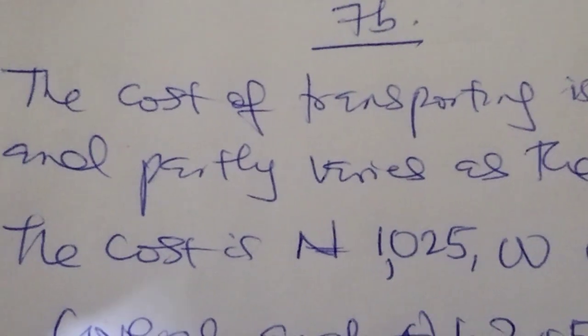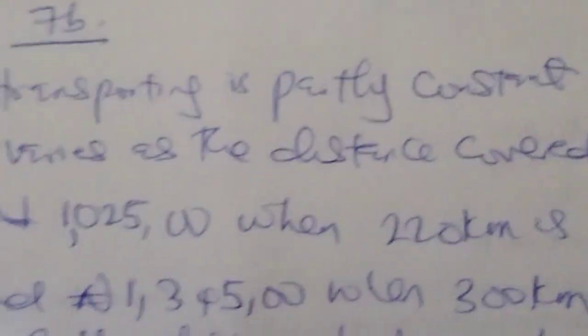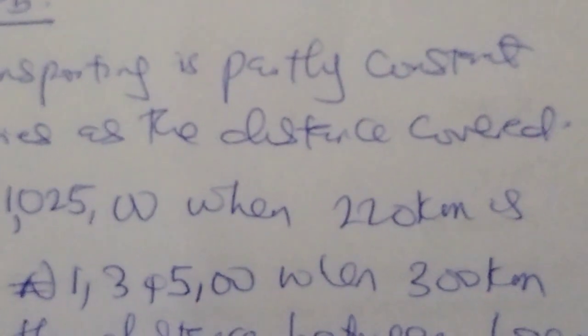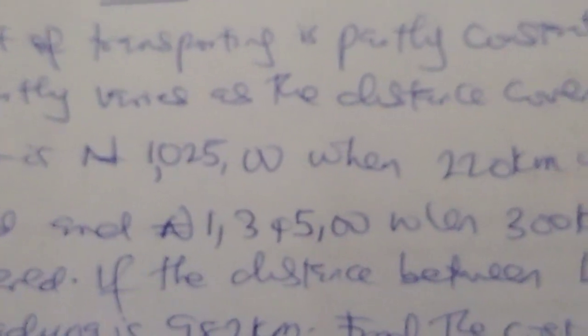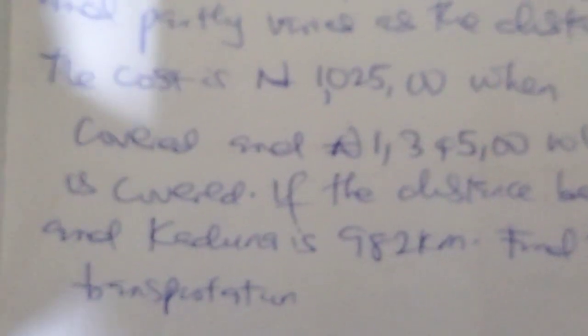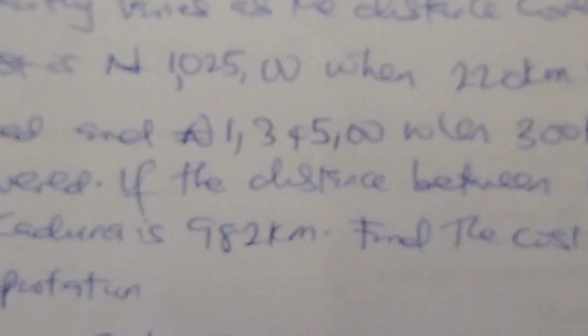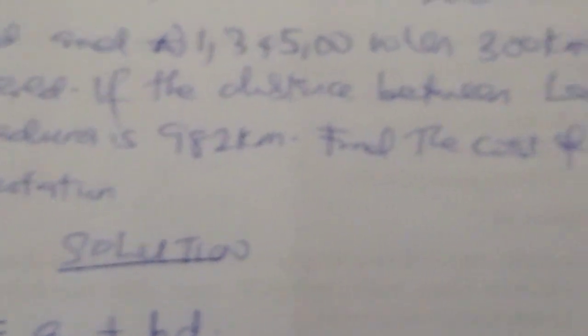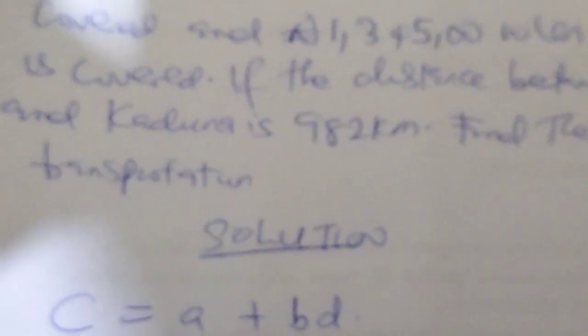7b is a question on partial variation. It says the cost of transporting is partially constant and partially varies as the distance covered. The cost is 102,500 when 220 kilometers is covered, and 134,500 when 300 kilometers is covered. The distance between Lagos and Kaduna is 982 kilometers. Find the cost of transportation.